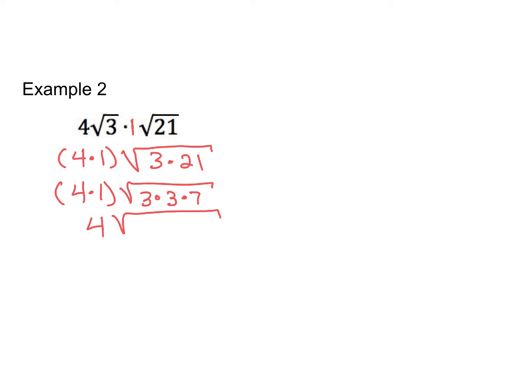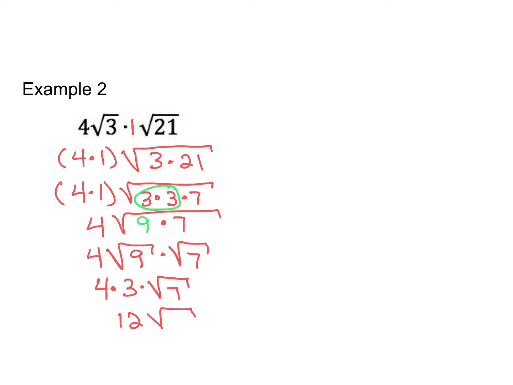I'm going to combine some stuff together. See the 3 times 3? I know 3 times 3 is 9. Still, I have the times 7. So really, it's 4 square root of 9 times square root of 7. Square root of 9 is 3. So technically, I have 4 times 3 in the front times square root of 7. 4 times 3 is 12. And then we still have square root of 7. Can I reduce square root of 7 down any further? No. So 12 square root of 7 is our final answer.